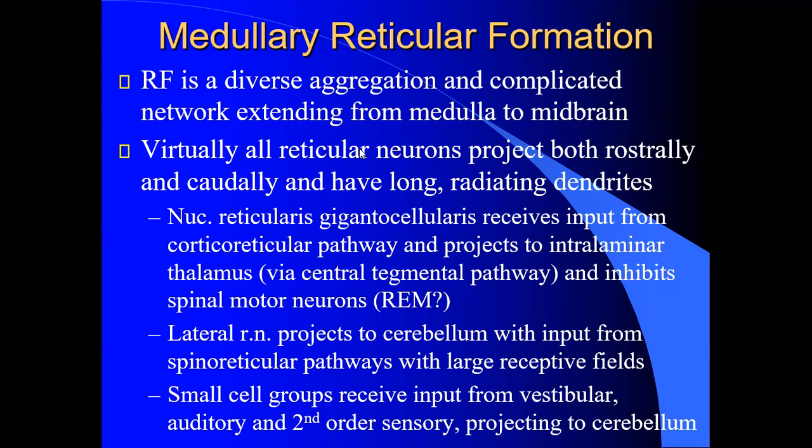All reticular neurons project. This is an old system. If you think of it that way, it starts to make sense. These neurons project rostrally and caudally. They don't care. It's not like the modern systems that we're used to. They have long radiating dendrites that go all over the place. This is a system which is designed to integrate all of these primitive actions.